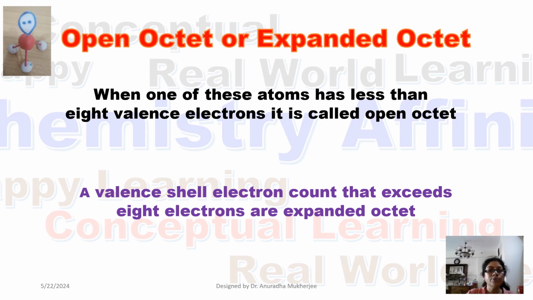But one thing we have to understand, that sometimes some atoms have less than 8 valence electrons and still it is stable. It is called the open octet. And sometimes the valence electron count exceeds 8 electrons, that is called the expanded octet.